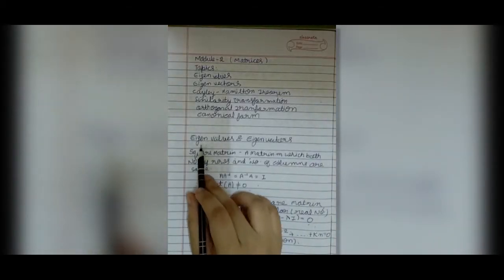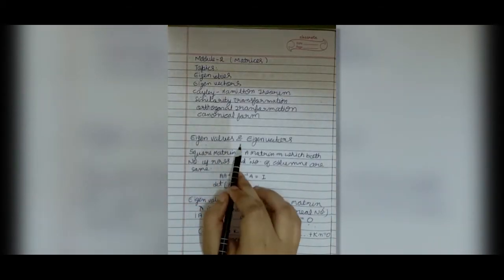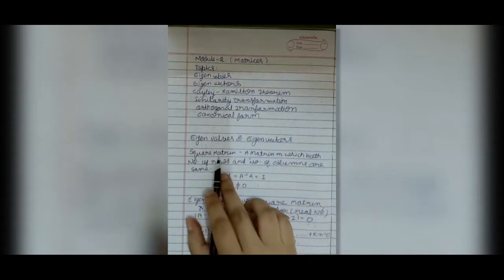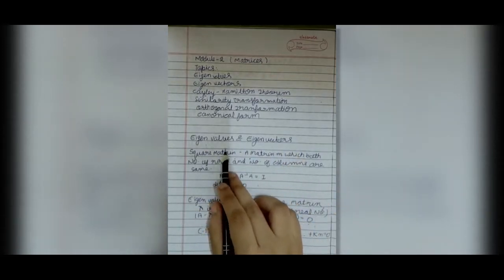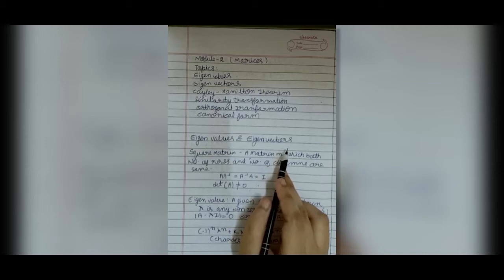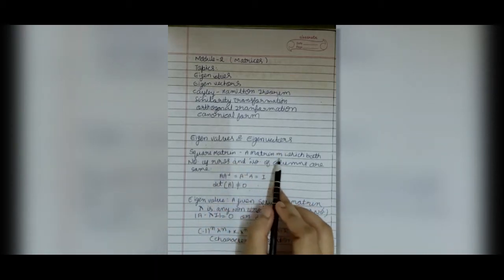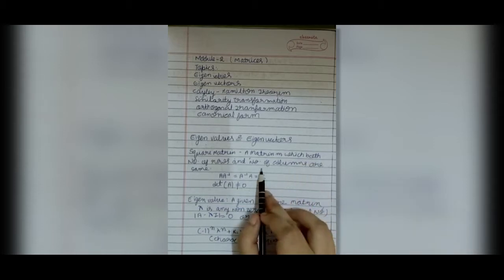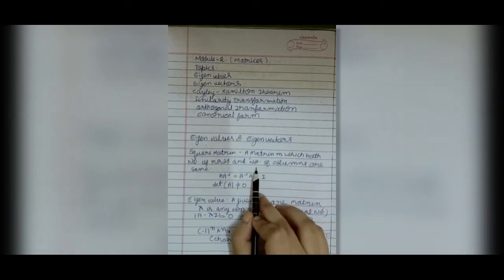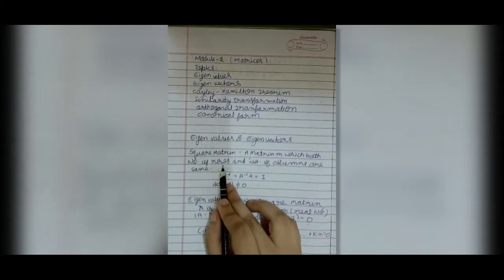Now let's get started with the first topic, eigenvalues and eigenvectors. Before knowing what exactly eigenvalues and eigenvectors are, let's know what a square matrix is. A matrix with m number of rows and n number of columns, where the number of rows and columns are equal, is known as a square matrix.